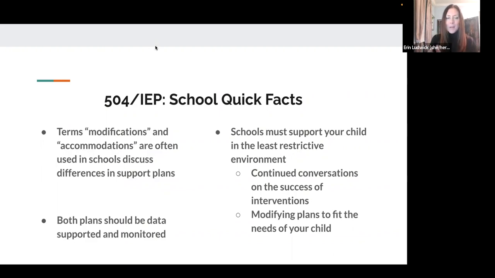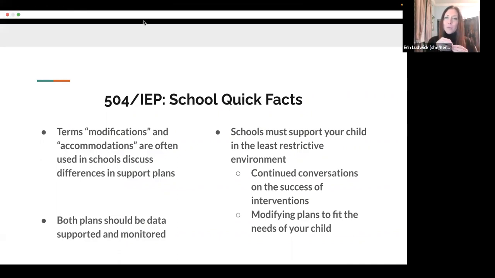And I'm so glad someone asked that question, because this is one of the touch points with parents and sometimes school teams where things do get kind of tense, because everybody is coming to the table believing they are advocating for what is best for that student. And sometimes we are seeing things differently and advocating for different things. And the one thing I would ask, at least as a school administrator, is that we remember that the schools must support your child in the least restrictive environment.